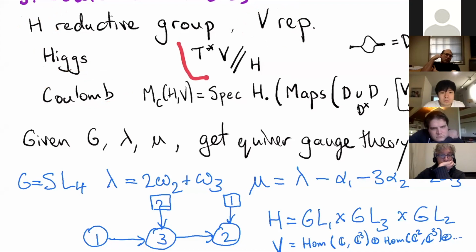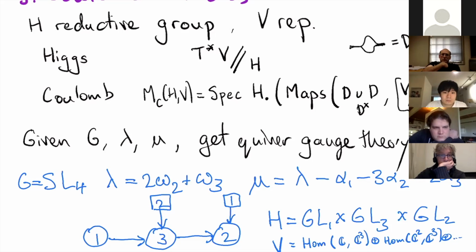And the Higgs branch has a very simple description. It's just the Hamiltonian reduction of the cotangent bundle of V by the group H. And the Coulomb branch, which has a very complicated description, both for physicists and for mathematicians, but fortunately it has a description now for mathematicians. So here it is in one line. I could spend a whole talk talking about this, but I'll do it in one line.